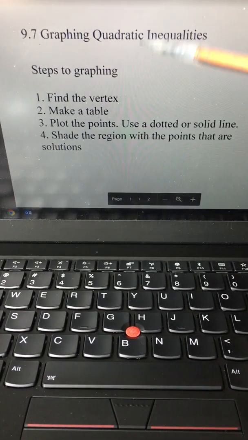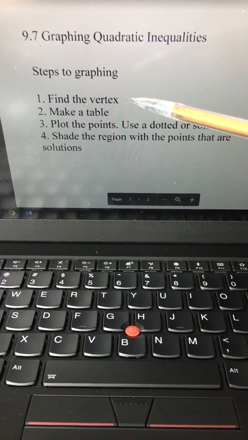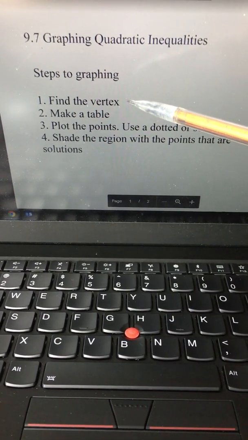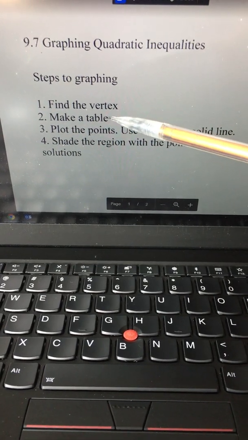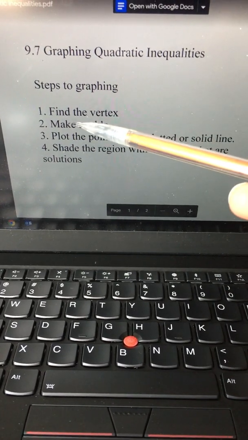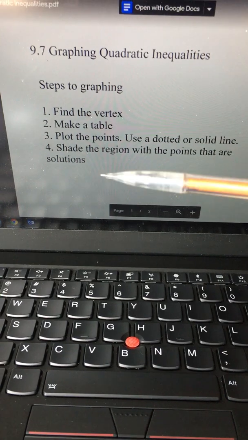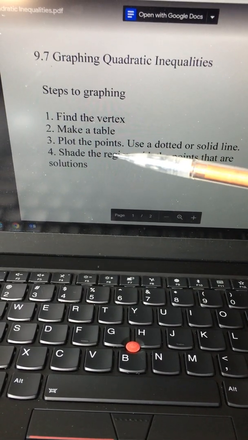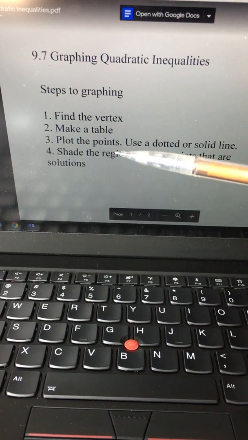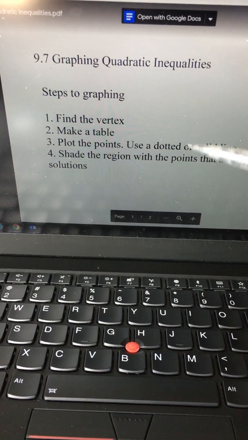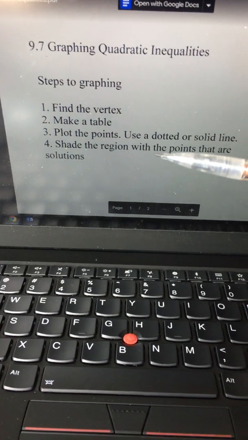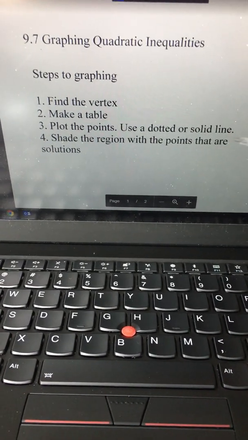I like to list my A, B, and C, but the main thing is find that vertex using that formula, opposite b over 2a, y coordinate by plugging back into the original, put the vertex in the middle of your table, and then adjust your x values off of that, complete your table, plot those points, think about the inequalities, and we've done this several times now, so we should know when to use dotted and when to use solid, and we should know about shading above and below. And I'll explain more once I get into the examples.